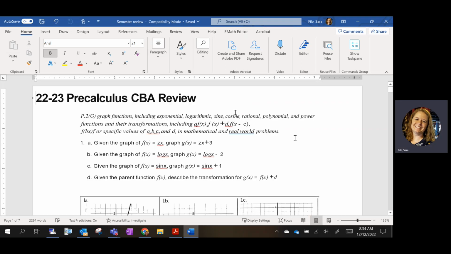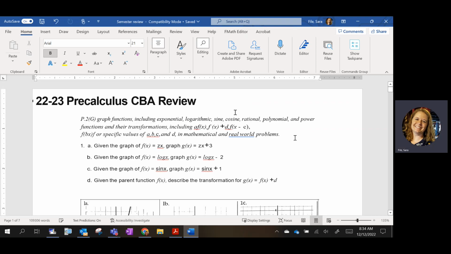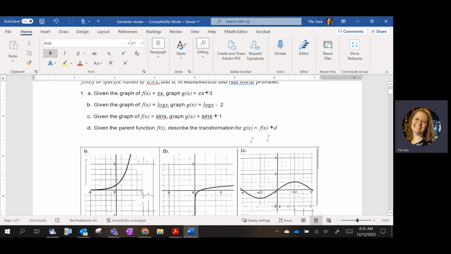So this first section, it tells you the TEK, okay? This is the Texas Essential Knowledge. This is what you're supposed to be able to do. This type of problem is testing you on. It says graph functions including exponential, logarithmic, sine, cosine, rational, polynomial, and power functions and their transformations, including a times f of x plus d, f of x minus c, f of bx for specific values of a, b, c, and d in mathematical and real-world problems. So that's what this first grouping of problems is going to be testing you on.